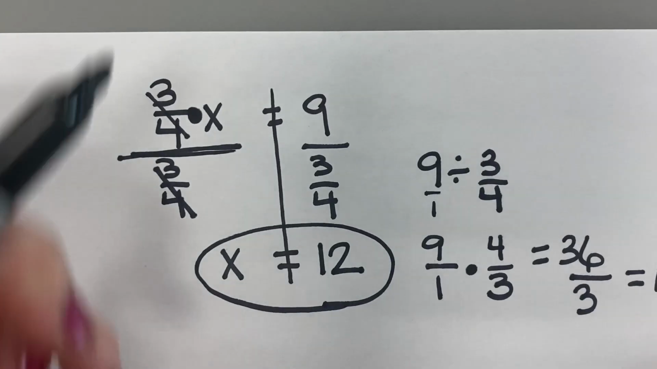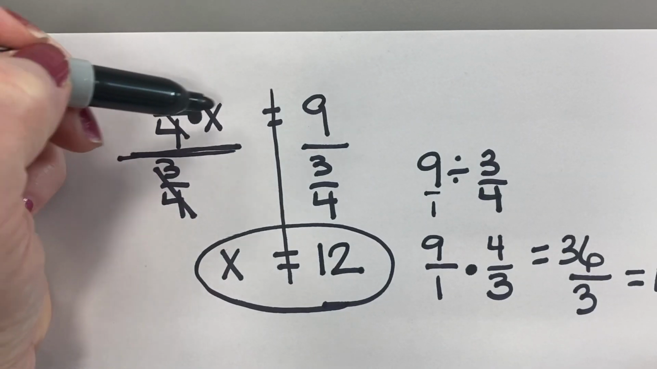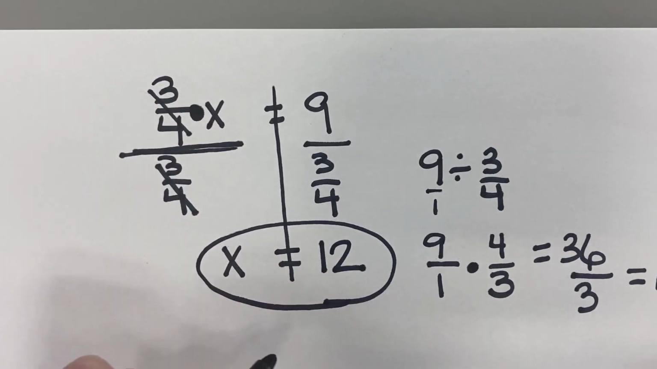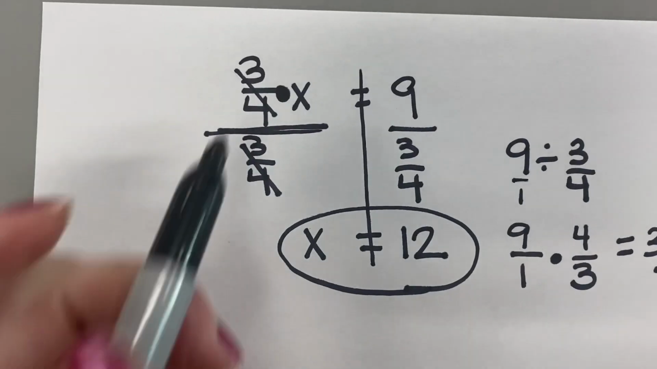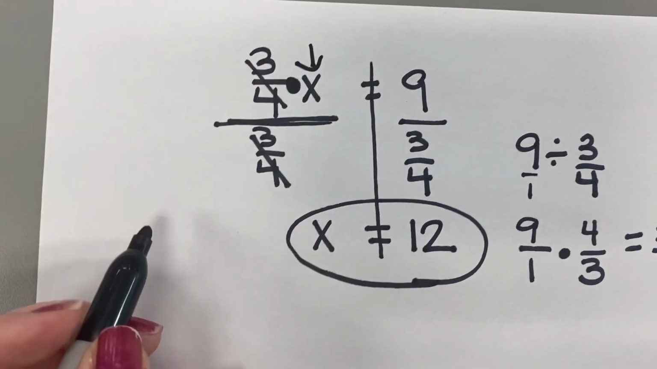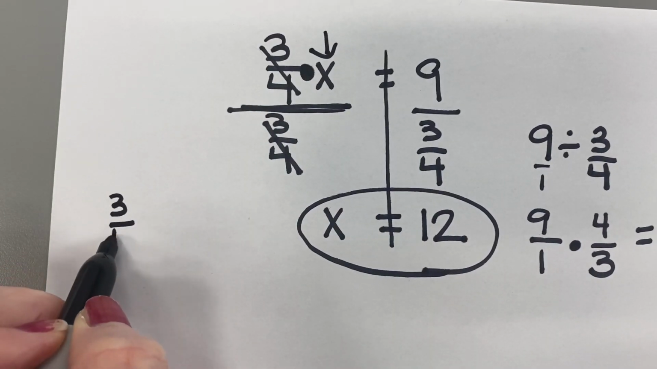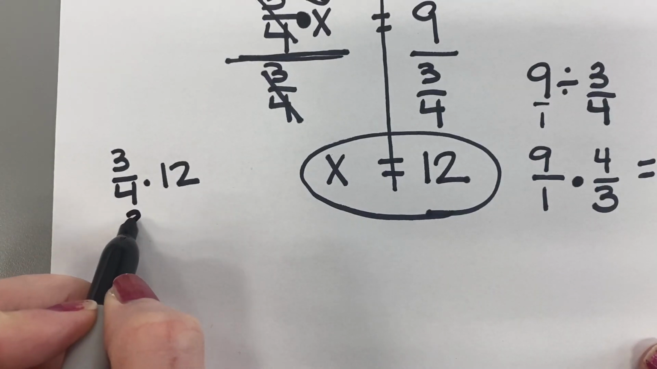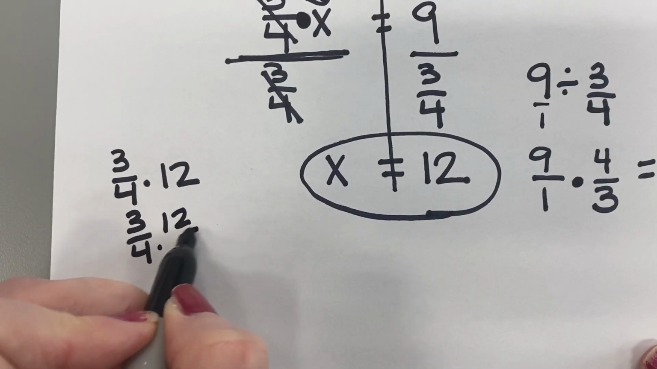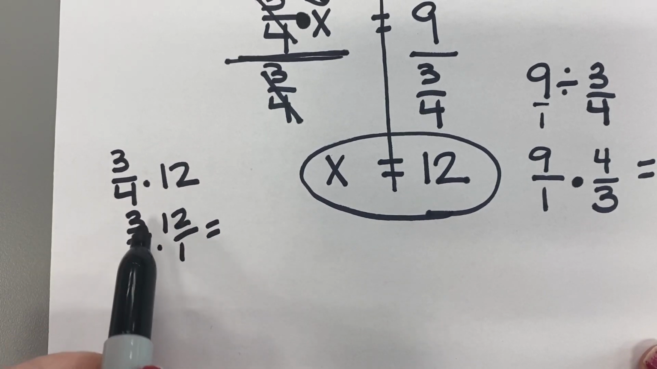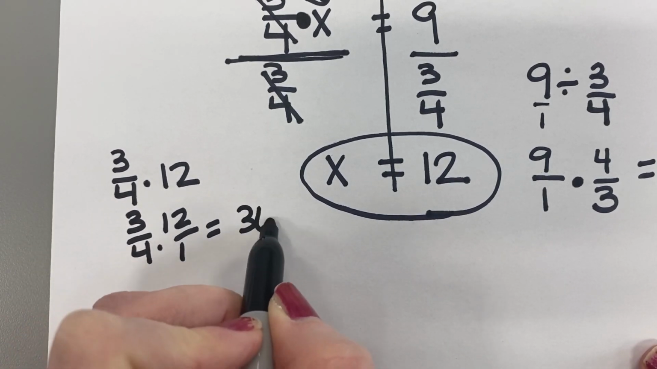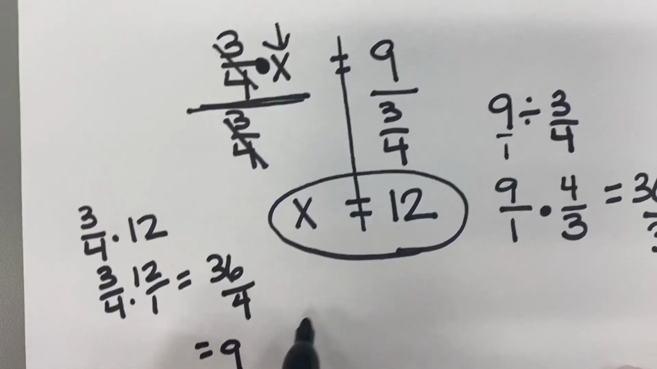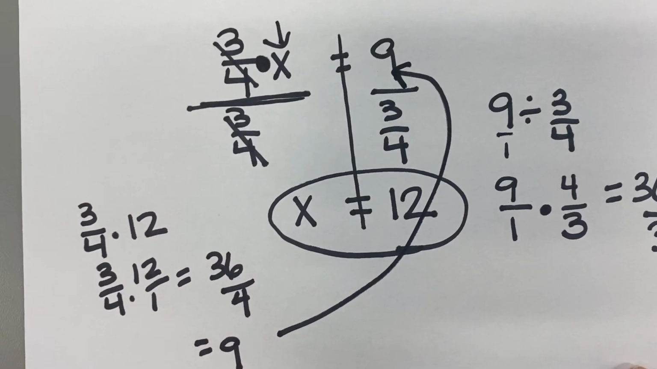So you really have to look out for what's happening with the x. In this case, it was multiplication, so we got rid of it with division. And if you wanted to check it, if you put a 12 right there, 3 over 4 times 12. Well, let's see what that is. That's 3 over 4 times 12 over 1, which is 3 times 12. That's 36. 4 times 1 is 4. And 36 divided by 4 is 9, which is what that was over on that other side.